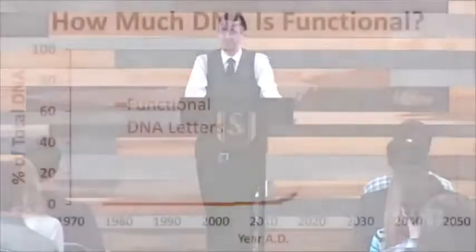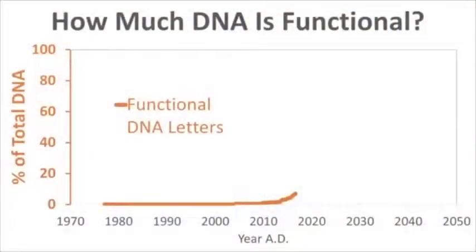You'll see some of the detailed arguments are arguments from function. So what is the function of DNA? How much of the human DNA is functional? Some evolutionists might say, well, maybe 10% is functional. That's all you can argue for.